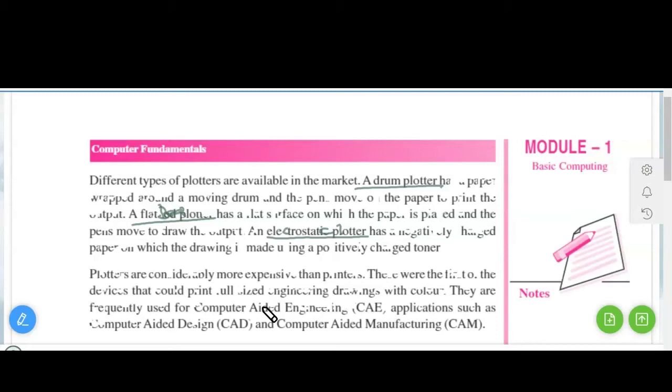A drum plotter has a paper wrapped around a moving drum, the one you have seen right here, and the pen moves over the paper to print the output. A flatbed plotter has a flat surface on which the paper is placed and the pen moves to draw the output. As the name suggests, it's laid on a flat surface. Next is the electrostatic plotter, which has a negatively charged paper on which the drawing is made using a positively charged toner. So the toner used is positive, and the paper used is negatively charged. It works on these positive and negative charges, and the plotter gives you a printout based on this property of charges.